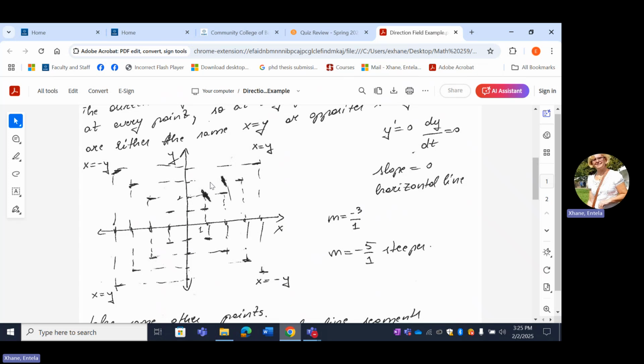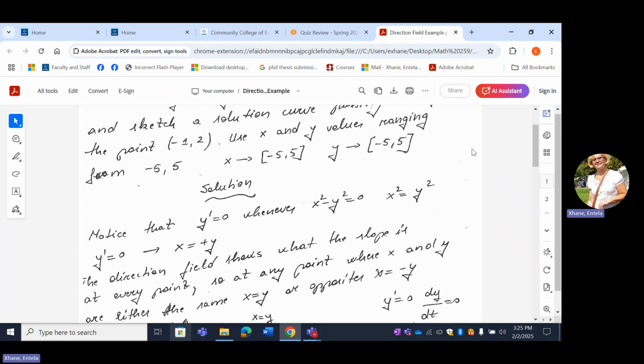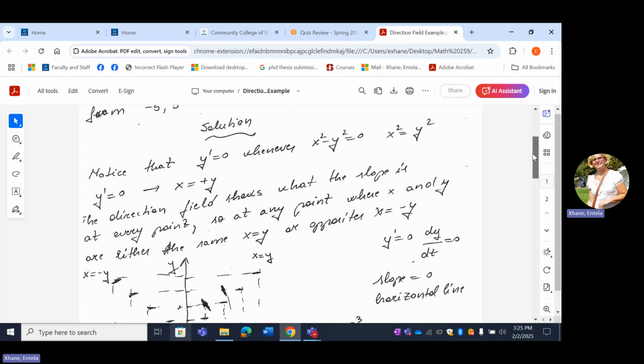Now, the other cases are where the slope is positive and where the slope is negative. That's going to depend on what you are selecting. So in the range for all the x's from -5 to 5 and the y's from -5 to 5, you have to pick any point. I'm going to select a point just to give you an example. Let's say the point that I'm looking for is (-1, 2), because it is asking for the direction field passing through, so the tangent line of the curve that is passing through (-1, 2). So x is -1 and y is 2.